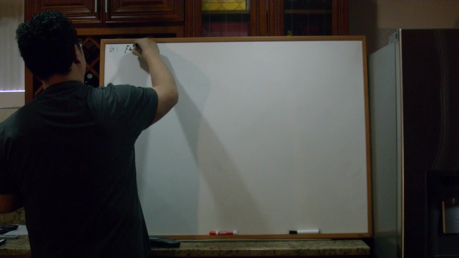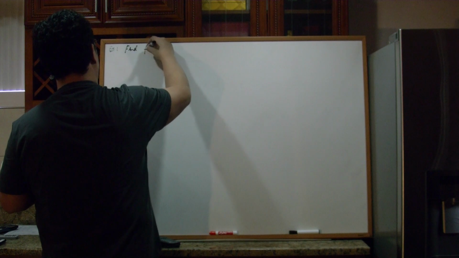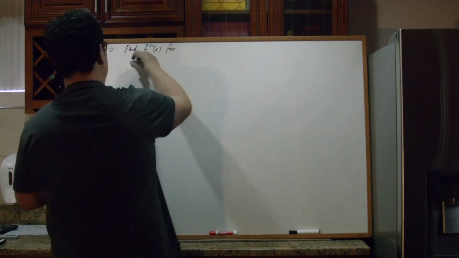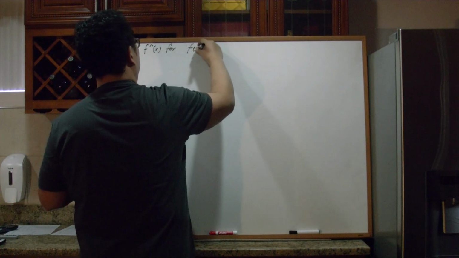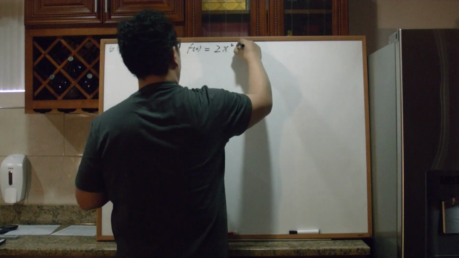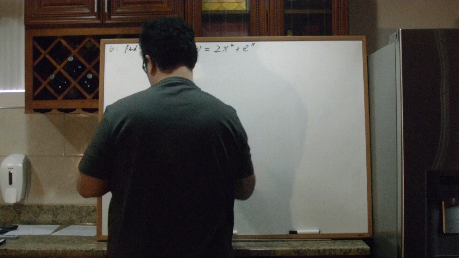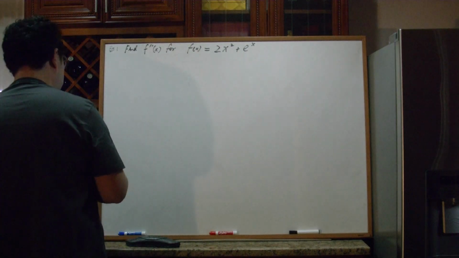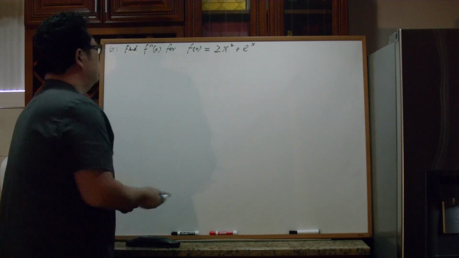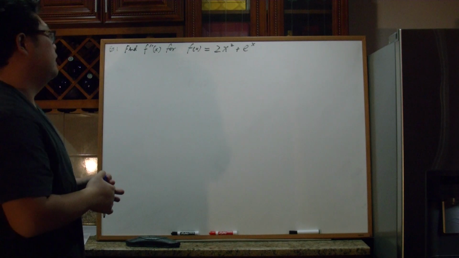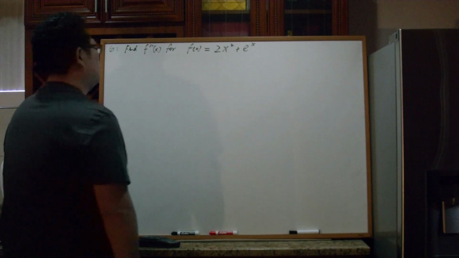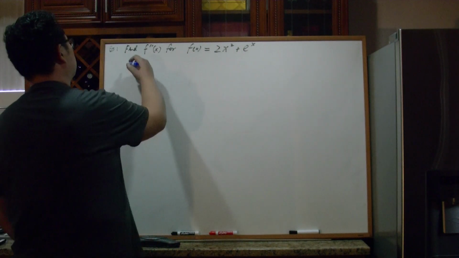So find the double prime. Well, this one is simply not that hard, right? So we get: second derivative means apply the derivative twice. I differentiate the function twice.